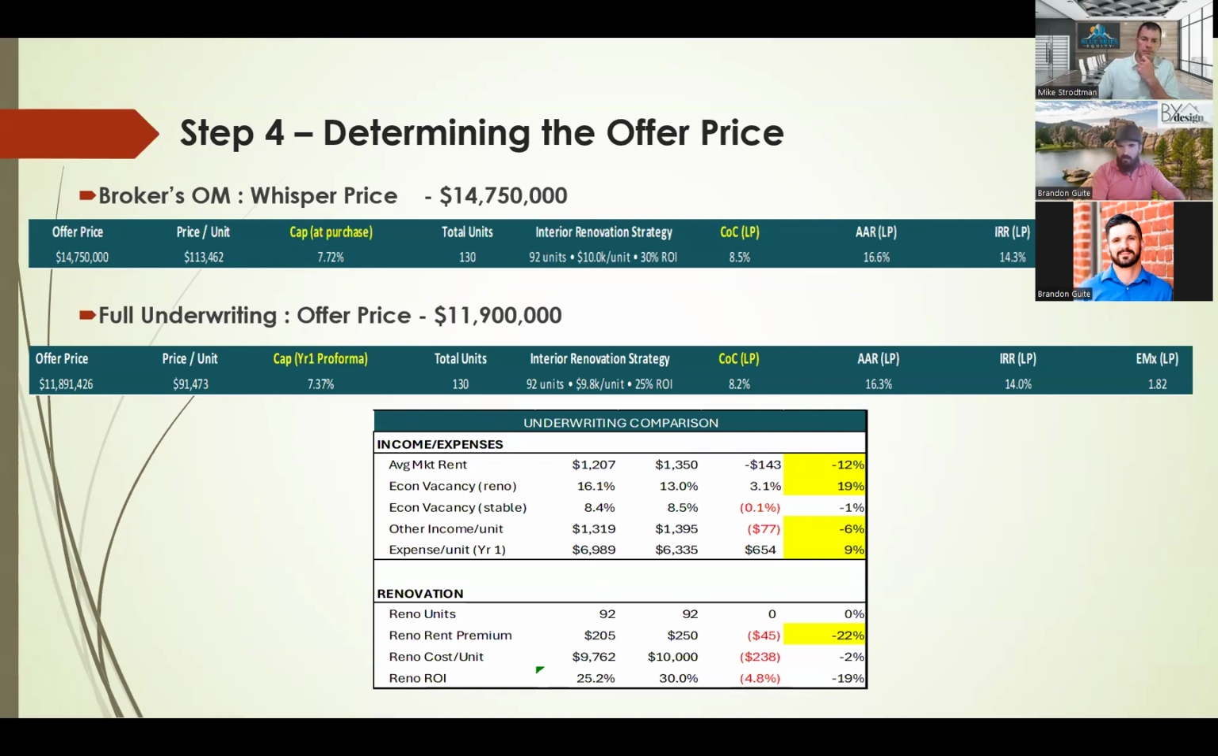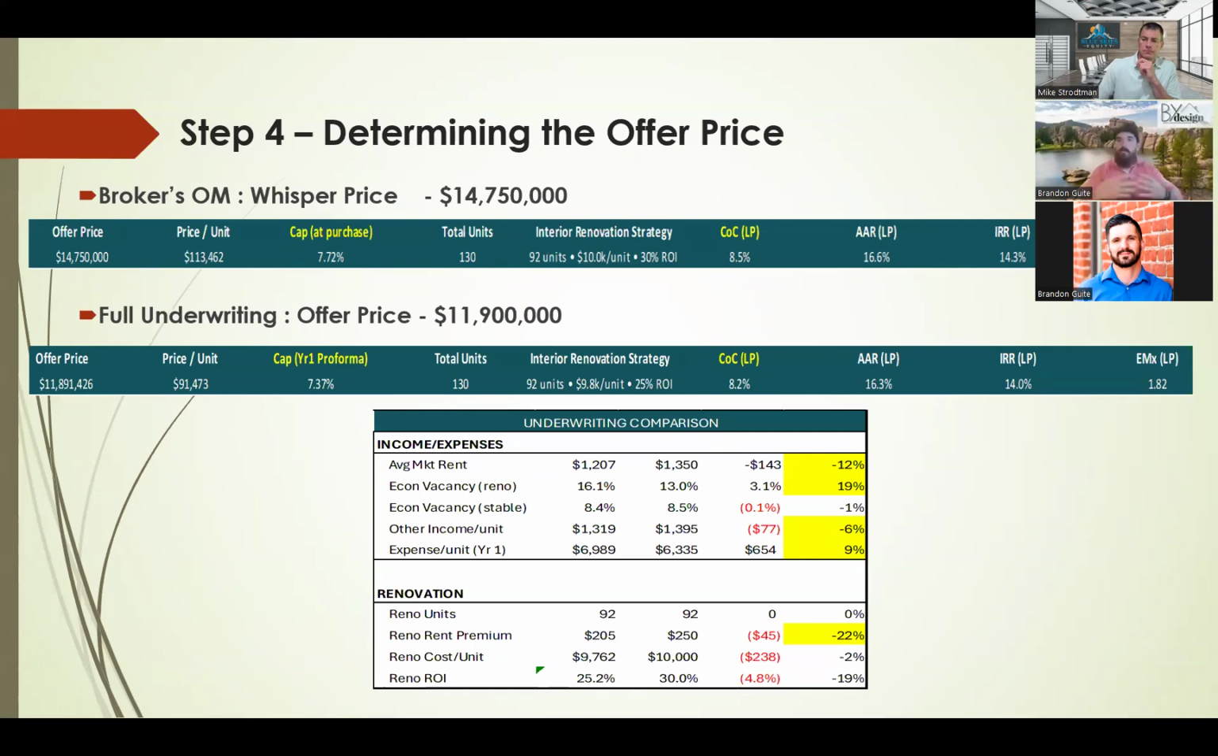All these market rent numbers, we were off by a ways from what the broker was projecting, and that really had a big impact. Ultimately, we were too far off from that asking price of 11.9 to really get to an LOI. And that's a point there as well. This is still all at that offer stage.